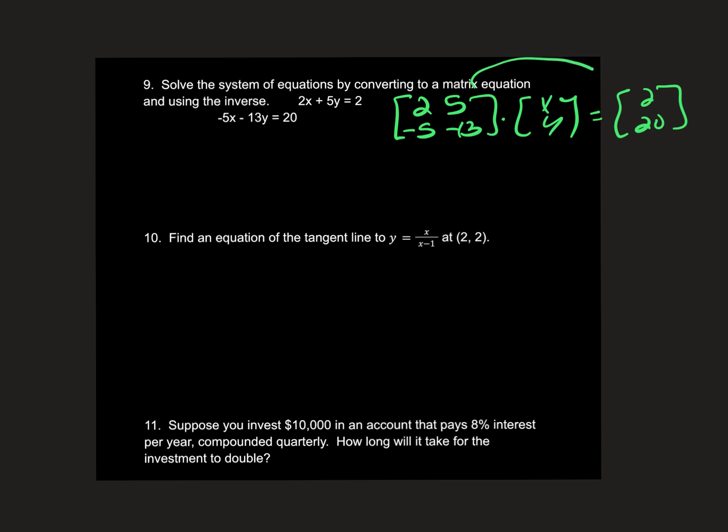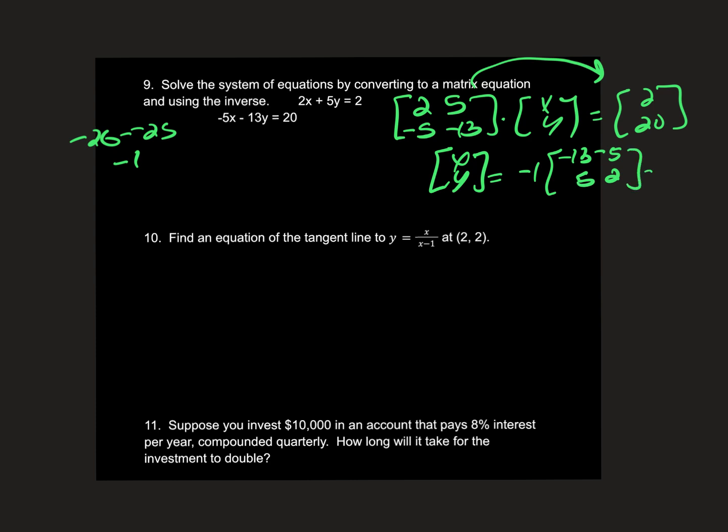Now our job is to move that over, but when we move it over, we must move the inverse of it over. All right, so I'm going to do the inverse just like I just did. I've got to find the determinant, which is -26 minus -25, which is -1. Again, that's convenient. If you flip the -1, it's still -1. Put it in the front. Switch the first and the fourth. Change signs on the other two. And we're going to multiply that by the 2, 20 over here. All right, so I would leave the -1 for the end, but that's up to you.